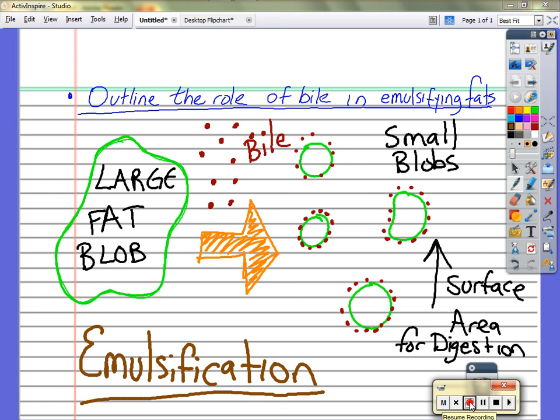Boom. So once you sketch your diagram, it should be large, giving you lots of space to label and to annotate. So the emulsification of fats, what happens is you have your large blob of fat. When the bile attaches or gets near the fat, it breaks it into smaller little blobs. Small blobs have a large surface area for digestion by the lipase enzymes. And this whole process is called emulsification. If you had some teeny tiny diagram jammed into the corner, you wouldn't be able to get all that information in. So make your diagrams big.